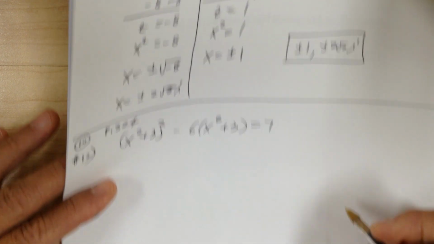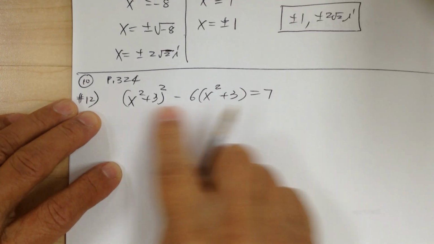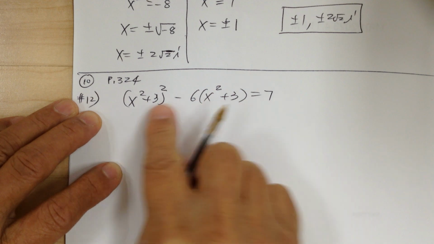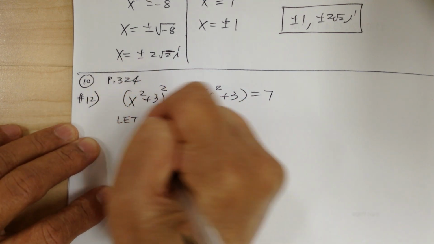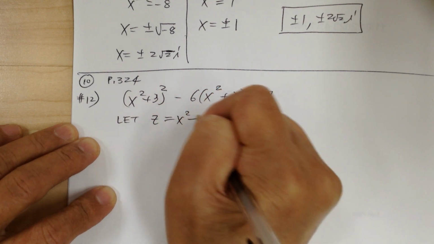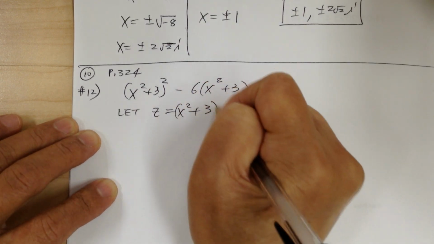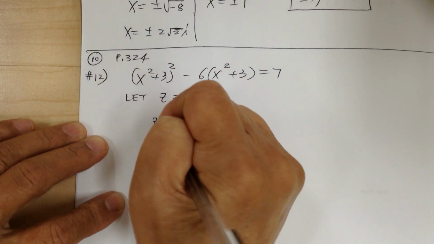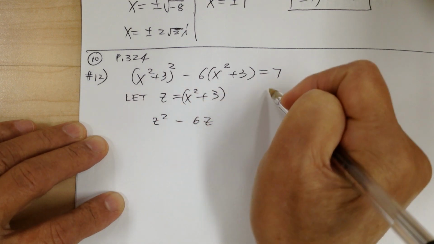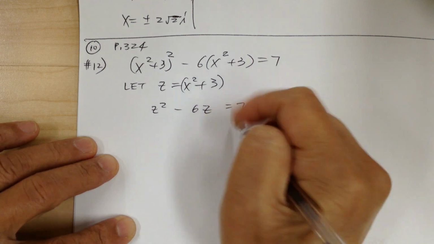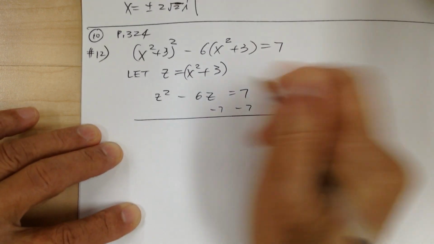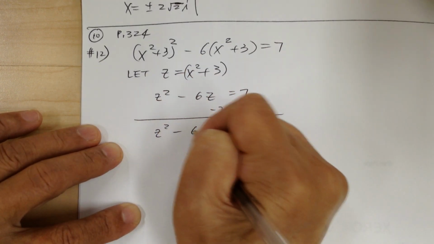So again, notice the repeated part. When you see something repeat, that's what you're going to let z equal to. So let z equal to x squared plus 3, the parentheses. So this becomes z squared minus 6z equal to 7. And I'm going to make it equal to 0 so I can do the solving.